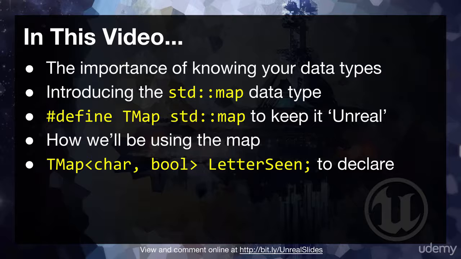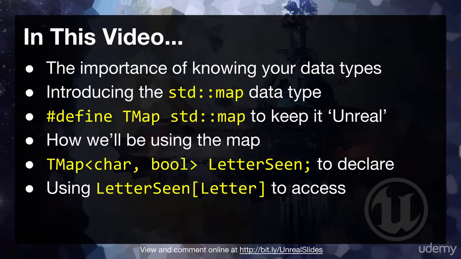Basically, that is how you declare the map. You say that I want a map, which is just a table of characters against booleans. So this is, have I seen a letter? Letter A, yes. Letter C, yes, etc. And then we'll tell you how to use it, basically like that.